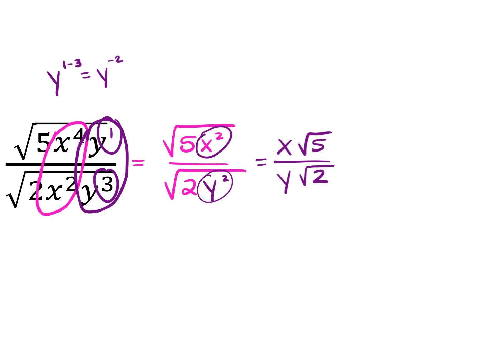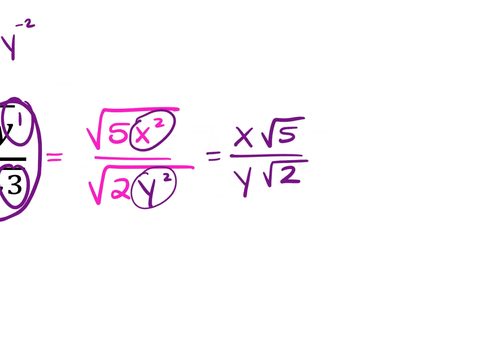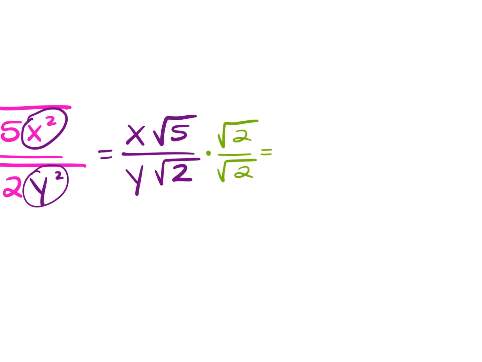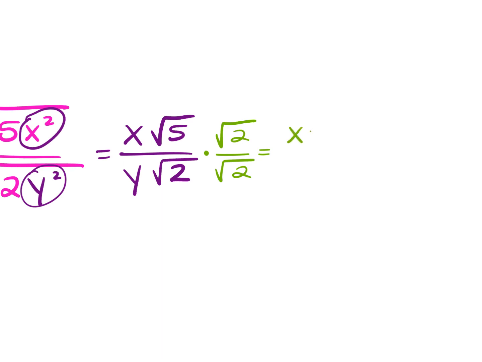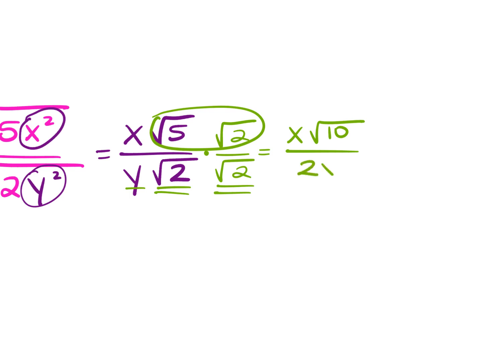You just have to rationalize it, which means you cannot leave the radical in the denominator. So we're going to multiply by the square root of 2 over the square root of 2. And when we do that, you get x times the square root of 10 over y times the square root of 2 times the square root of 2. Well, anything times itself is that number underneath the radical. So this is going to be 2 times y, and then you're done.